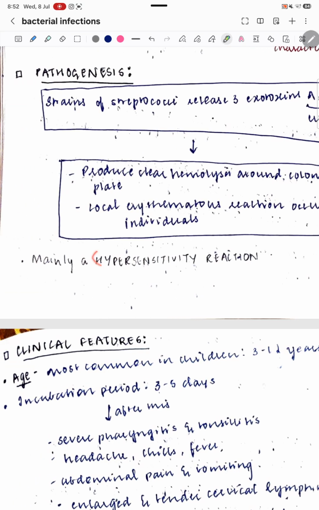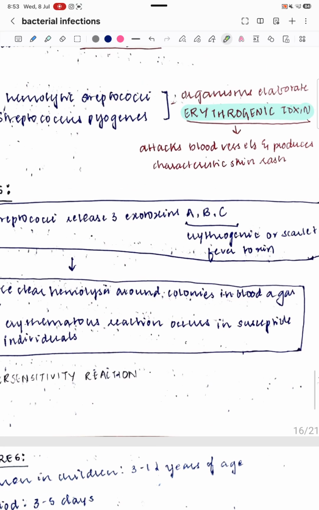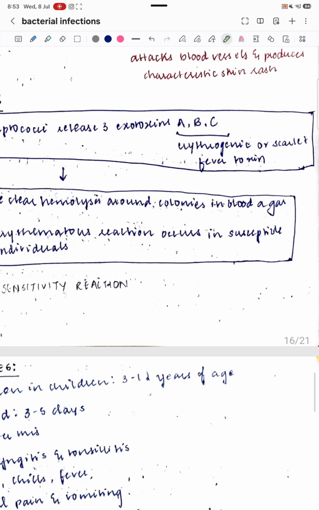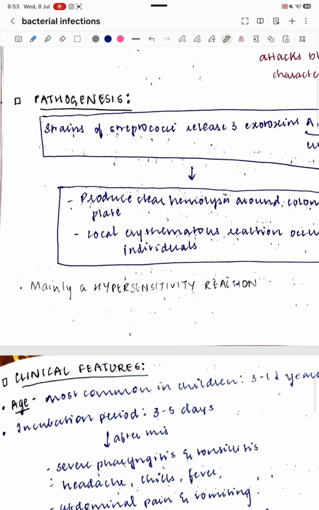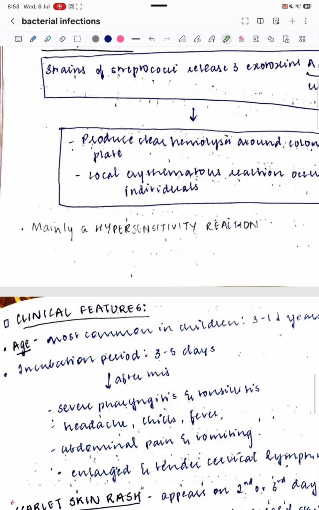Now this is mainly a hypersensitivity reaction. So if they ask you, you can write that the pathogenesis is firstly by the two bacteria, beta hemolytic streptococci and Streptococcus pyogenes. These produce the erythrogenic toxin, which attacks the blood vessels and produces rash. The streptococci also release 3 exotoxins, A, B and C. After which they produce hemolysis around the colonies in blood agar, and a local erythromatous reaction occurs in susceptible individuals, which is a type of hypersensitivity reaction.